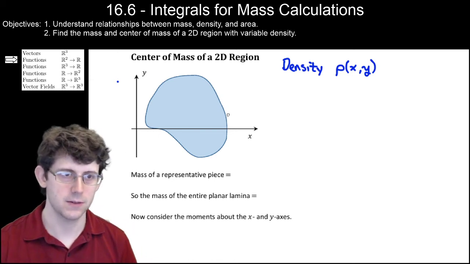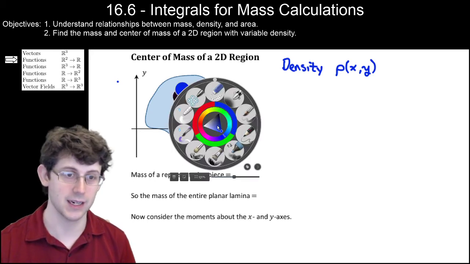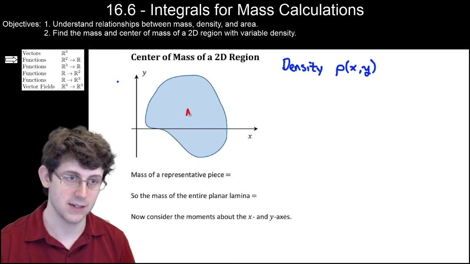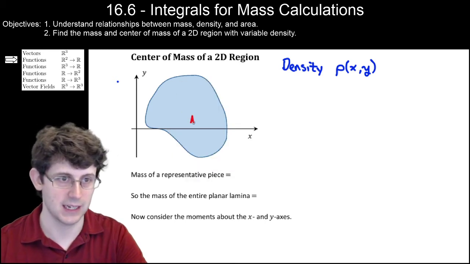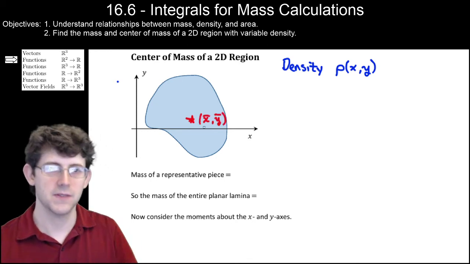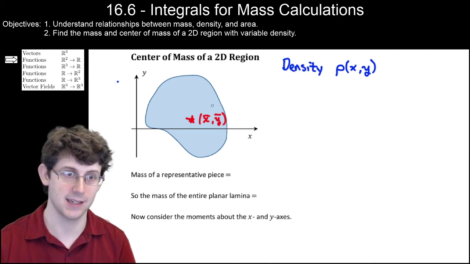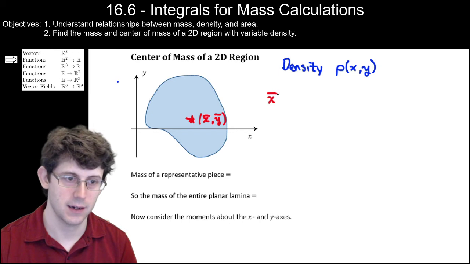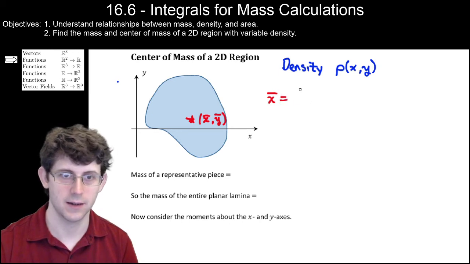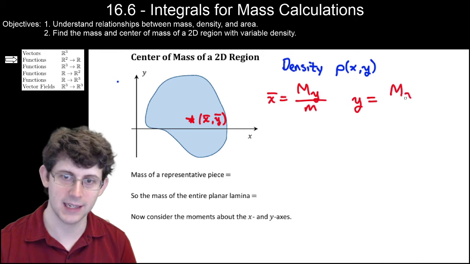Well, if we want to figure out the center of mass of this region, I need to figure out the x-coordinate and the y-coordinate of the center of mass. So I'll say here's my target point, maybe down here: x bar, y bar. To figure out the x bar, the x coordinate of the center of mass, I need to figure out how much mass there is away from the y-axis. So x bar is going to be the moment about the y-axis divided by the total mass. And y bar will be the moment about the x-axis divided by the mass.